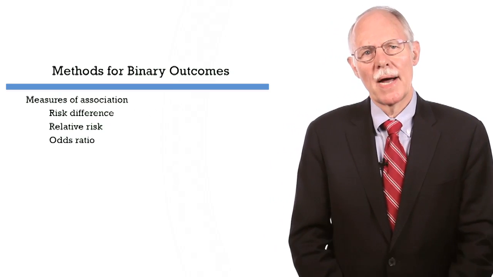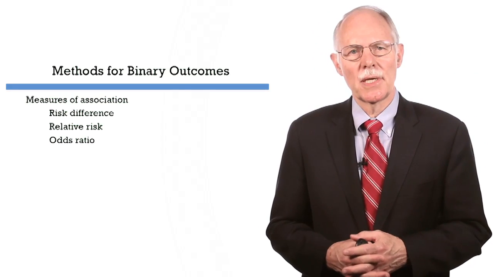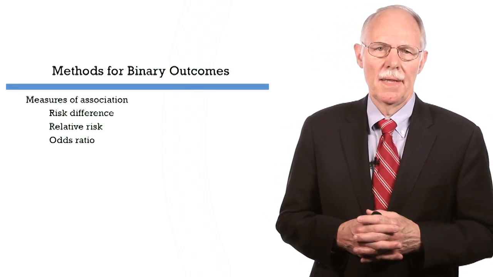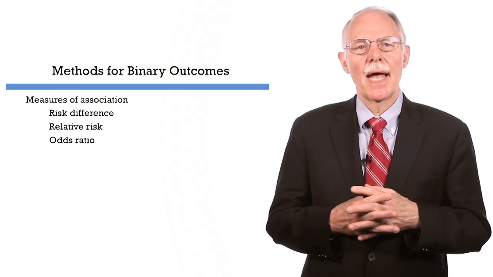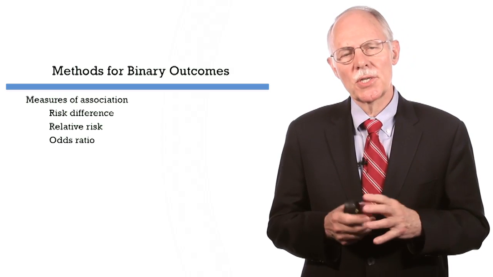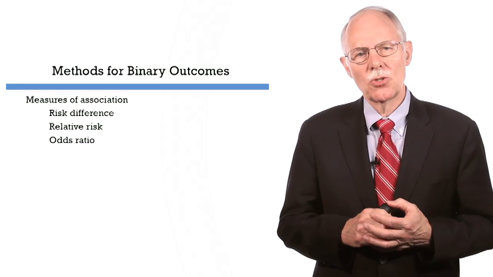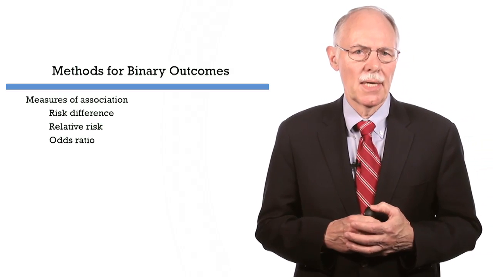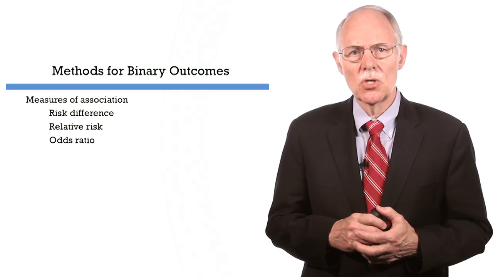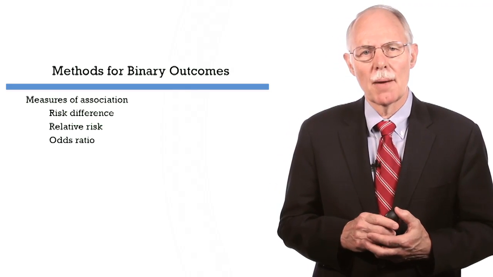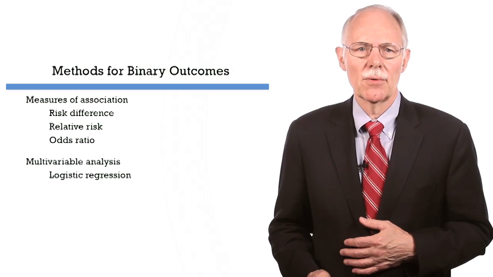So when you're working with a binary outcome, you could start by asking about the measures of association. Three measures are used in the analysis of binary outcomes: the risk difference, the relative risk, and the odds ratio. I'm not going to discuss these measures of association in any detail here. I'll remind you that you're expected to have a background in introductory biostatistics for this course. If these terms are not familiar to you, then this would be a good moment to stop and read a little bit about these measures of association for binary outcomes.